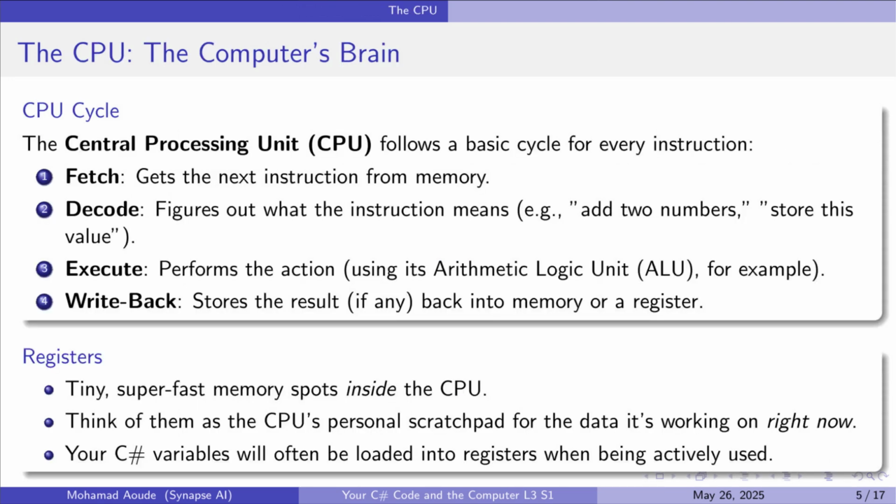The CPU, or central processing unit, is the computer's brain. It follows a 4-step cycle for each instruction. Fetch the instruction from memory, decode what it means, execute it using units like the arithmetic logic unit, and write back any results to a register or memory. Registers are tiny, super-fast storage inside the CPU that hold the values you're actively working with.